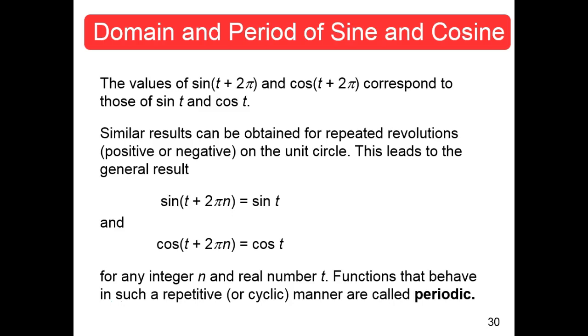That leads to the general result, sine of t plus 2n pi. I like to say 2 pi n, they say 2 pi n. Later they'll say 2n pi. It doesn't matter. Just n is any integer. For 1 it would be 2 pi, for 0 it would be 0. For negative 1 it would be minus 2 pi. For 17 it would be 2 pi times 17, 34 pi.